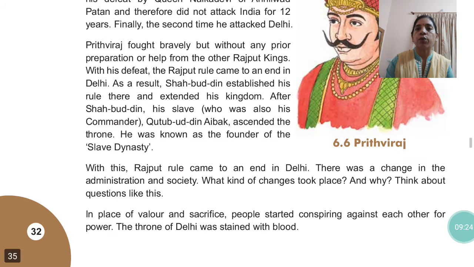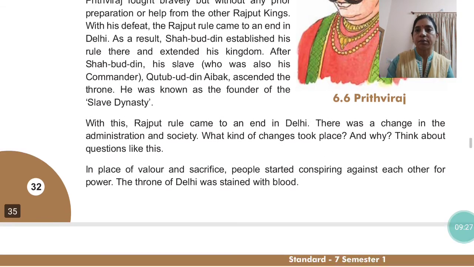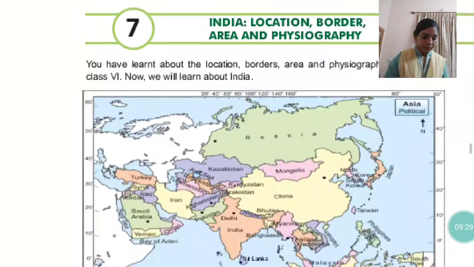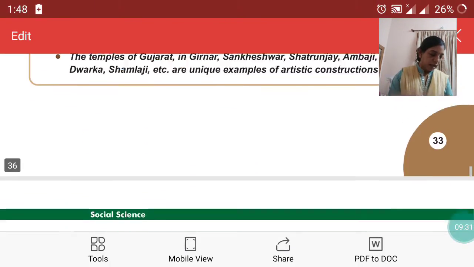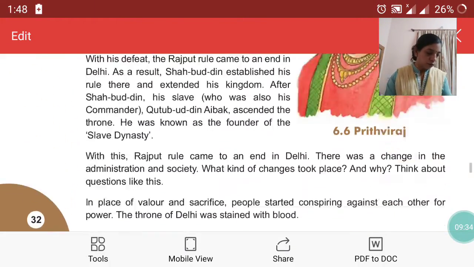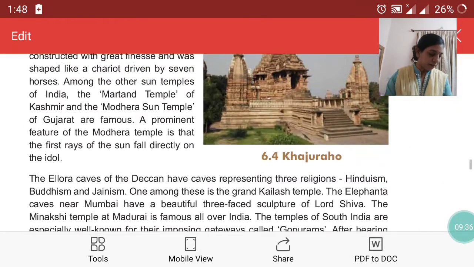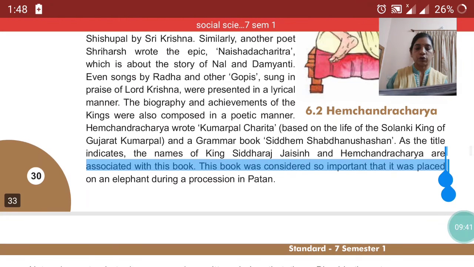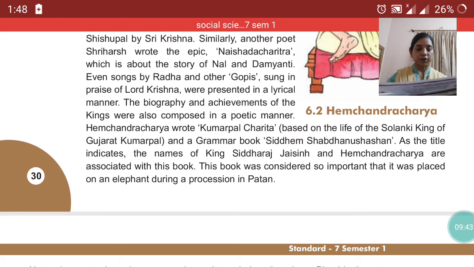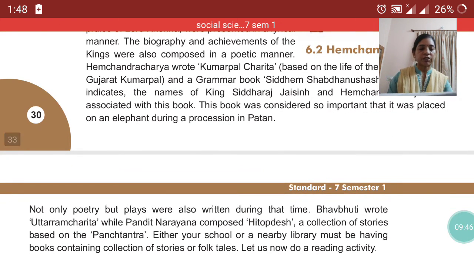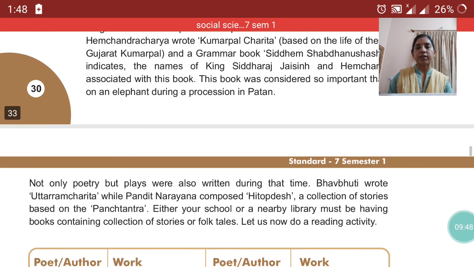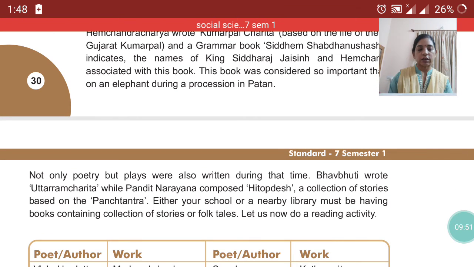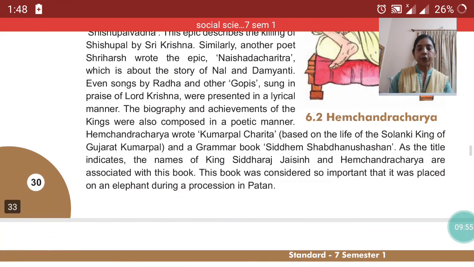Hemachandra Acharya wrote Kumarpal Charita based on the life of the Solanki king of Gujarat. The names of King Siddharaj Jai Singh and Hemachandra Acharya are associated with this book. This book was considered so important that it was placed on an elephant during a procession in Patan.